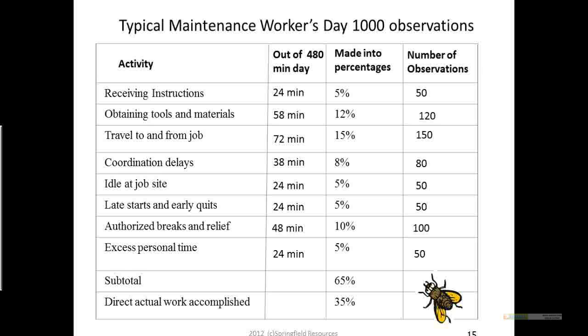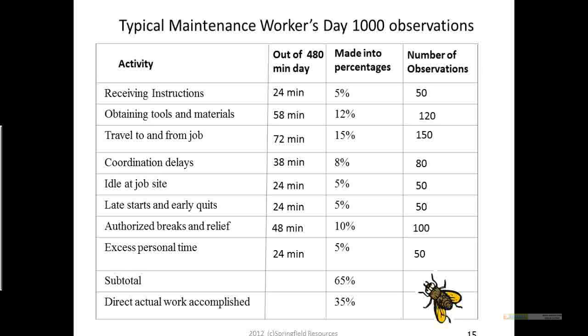Authorized breaks and relief, that's your meal breaks, your authorized coffee breaks, your authorized cleanup time, things like that. And then excess personal time. Now, this was done before texting became so popular. So, gosh, it could be a much higher number now. But we had 50 observations of people taking excess personal time.